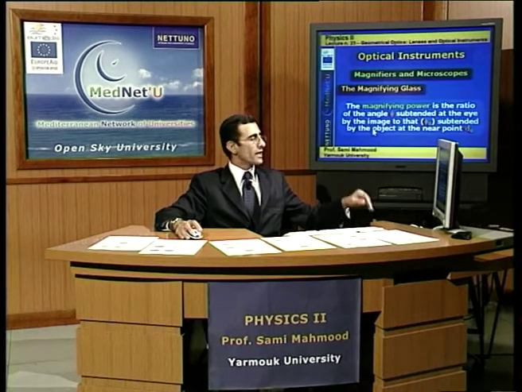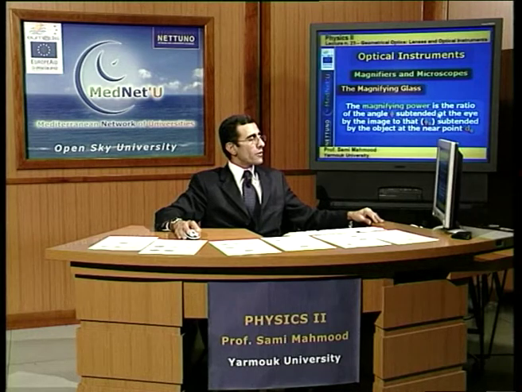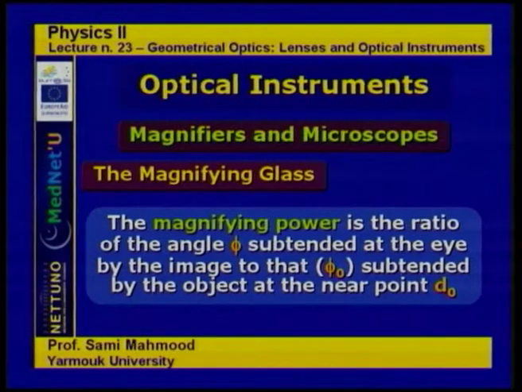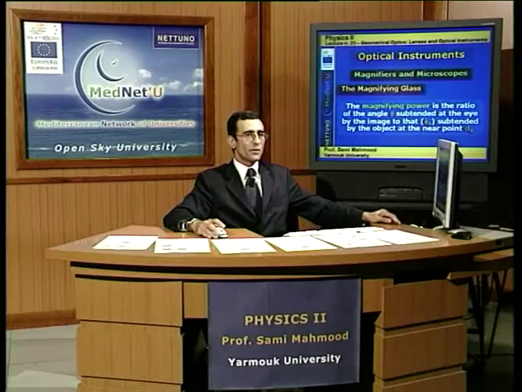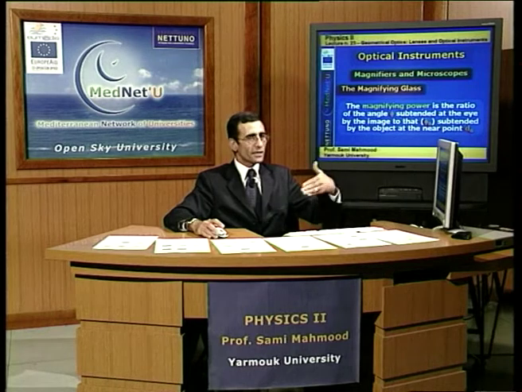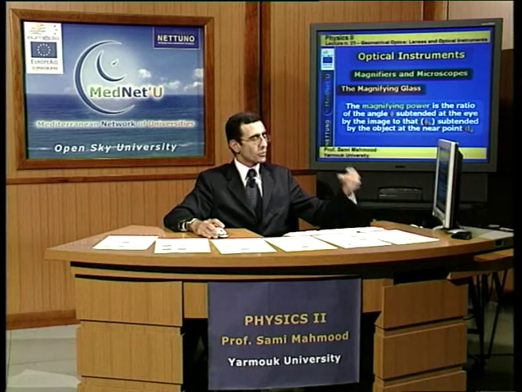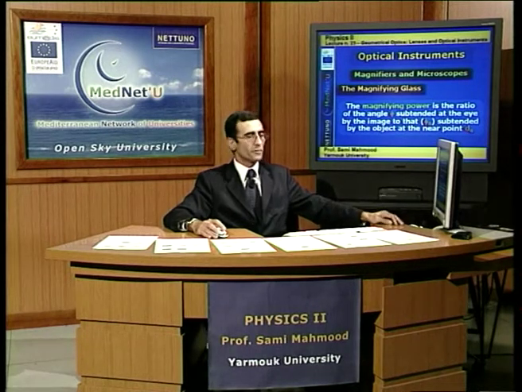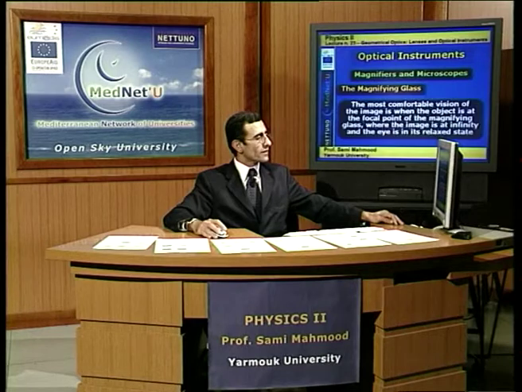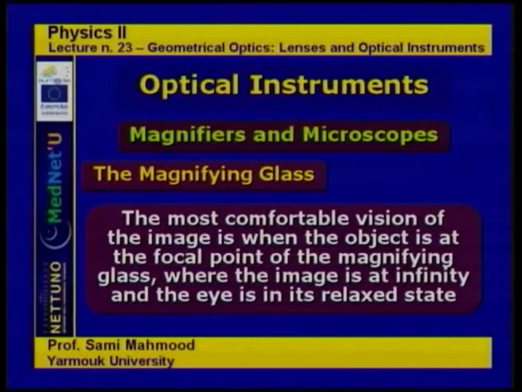So this is how we magnify the image. The magnifying power is the ratio of the angle phi subtended at the eye by the image to that angle phi naught subtended by the object at the near point D naught, which is the nearest distance at which we can view the object as clearly as possible. And the most comfortable vision of the image is when the object is at the focal point, where the image is at infinity and the eye is relaxed. We can see it in a relaxed condition.